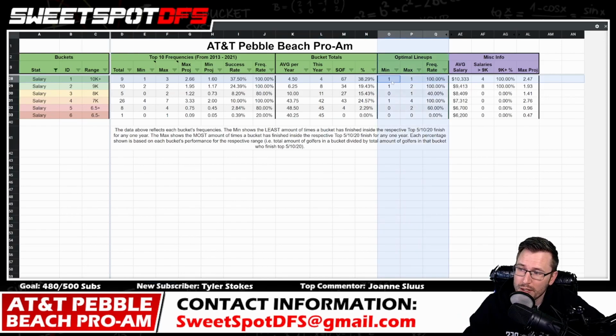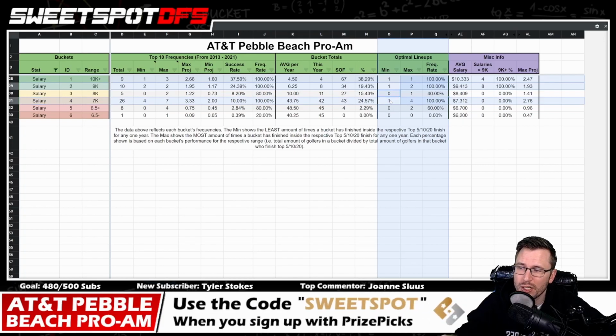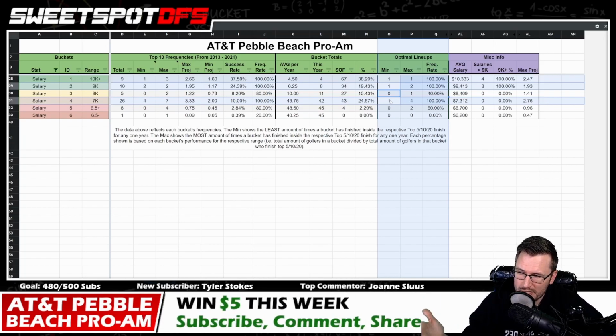There's been at least one 10K, one 9K, and one 7K in every single optimal lineup dating back to 2018. Now, that also includes a sweet spot optimal. So keep that in mind. It feels like you want to start 10K, 9K, no matter what. And then obviously, naturally, just put in a 7K in your lineup.